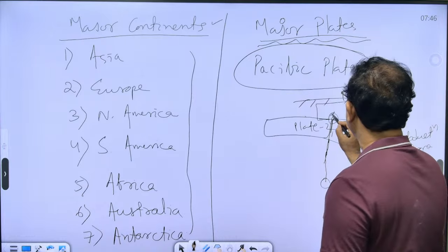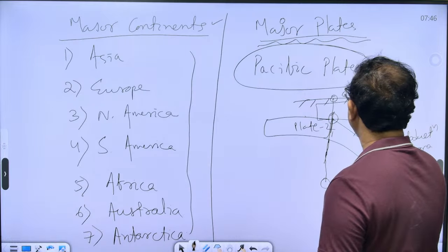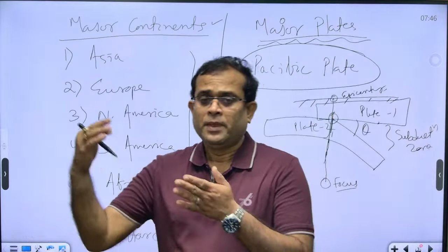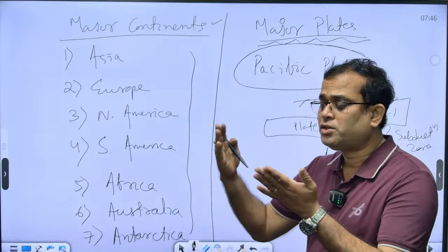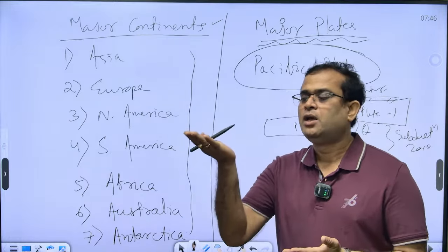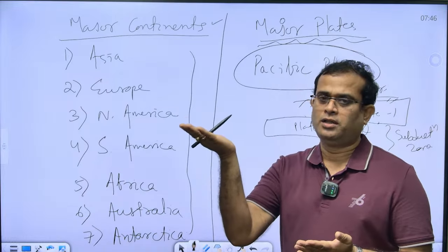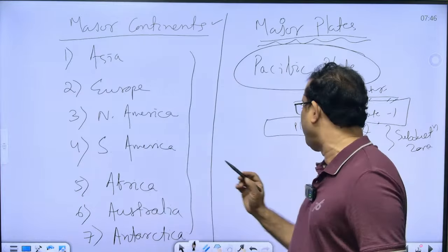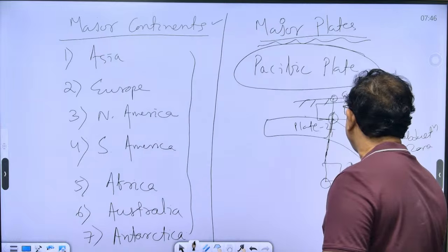Completely perpendicular above, this is called your epicenter, right? So now again, come back. What is focus? Focus is always beneath the plate, and the epicenter is above the ground where it strikes perpendicularly. This is your perpendicular 90 degrees, right?